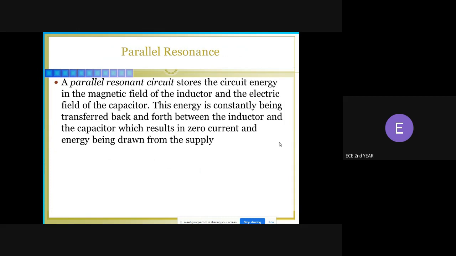As we discussed in the series resonance circuit, the energy is transferring between inductor and capacitor. The source will not supply any power to the inductor and capacitor. In the same way, in a parallel resonance, the current between inductor and capacitor is getting transferred and interchanged. So the inductor and capacitor will not need any current from the source. That is what is mentioned here.